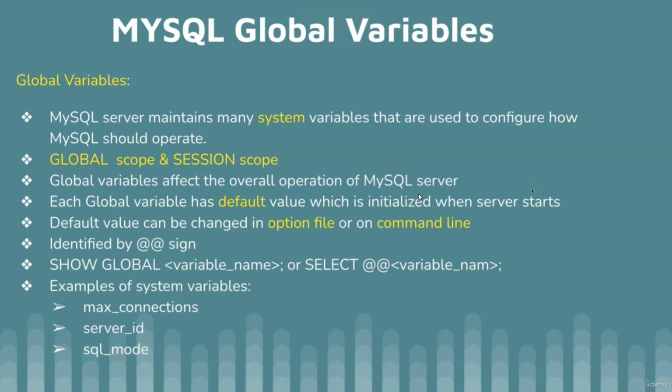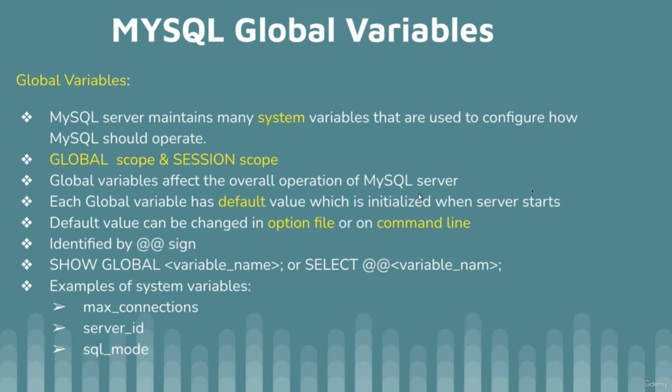Global variables affect the overall operation of the MySQL server, and each global variable has a default value. The MySQL server sets and initializes each global variable when it starts, but later on, if we would like, we can override this default value in two ways. One is through an option file, another is through the command line. All these global variables are identified by a double @ sign.